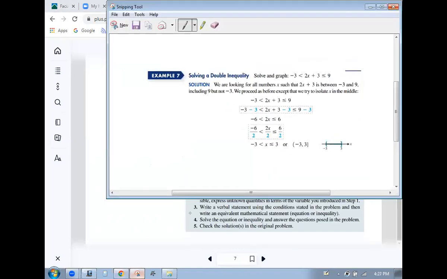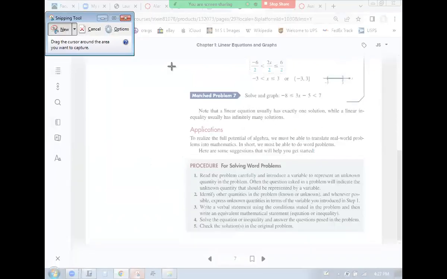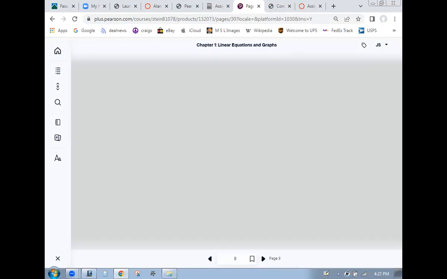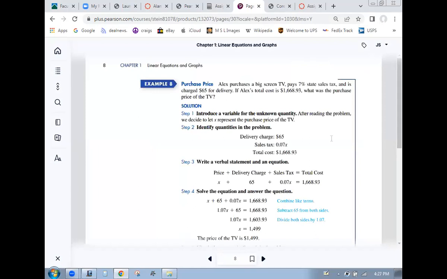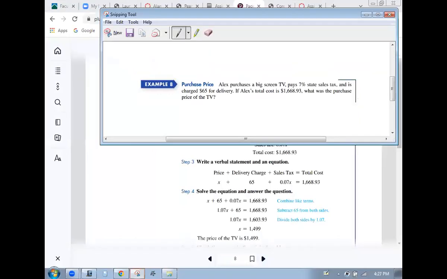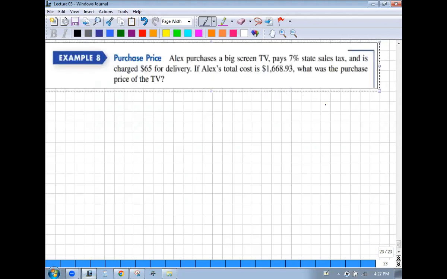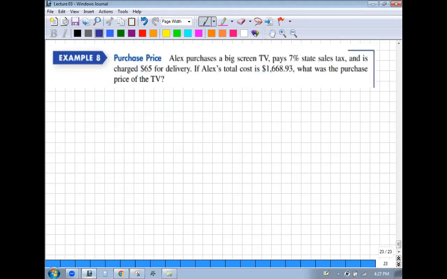All right, applications, real world problems. Purchase price. Alex purchases a big screen TV. He pays 7% sales tax and is charged $65 for delivery. Alex's total cost is $1,668.93. What was the purchase price of the TV?